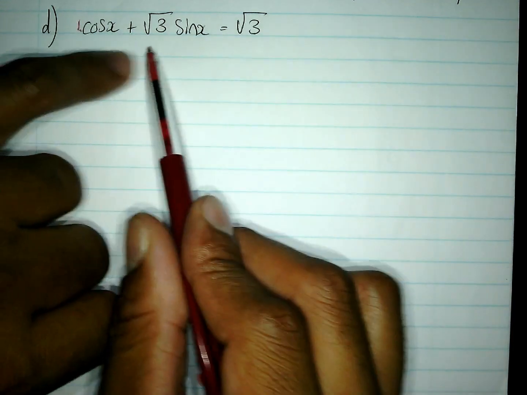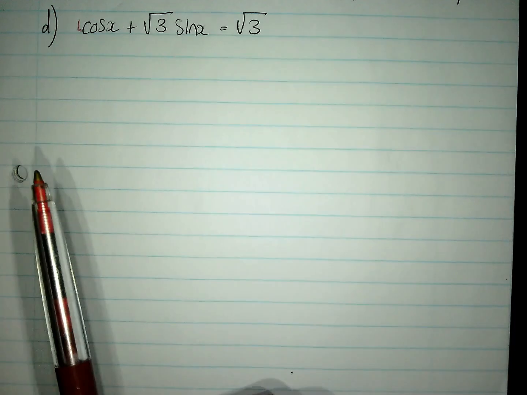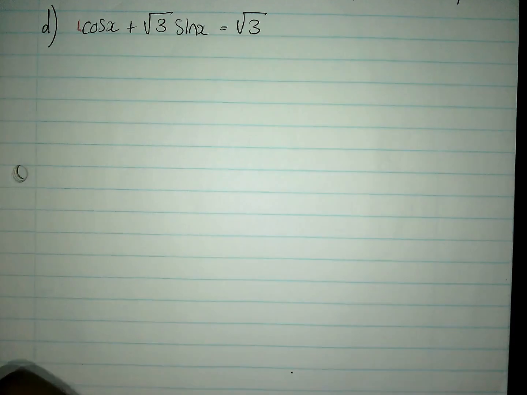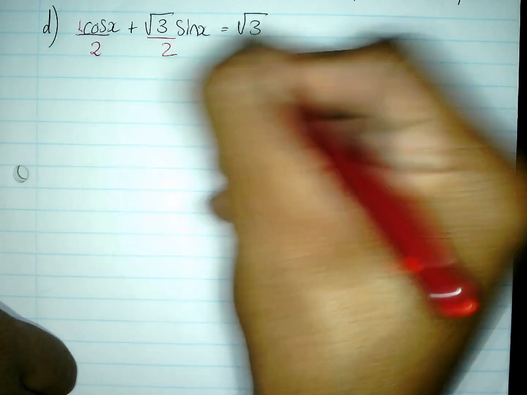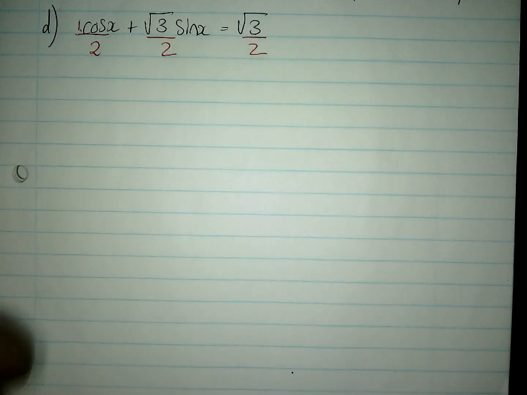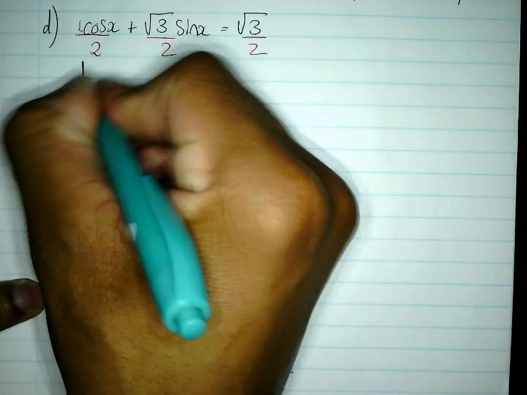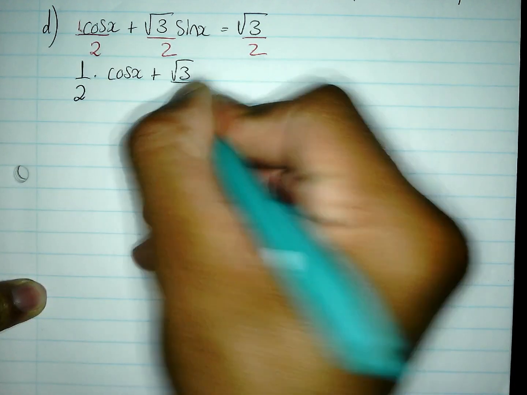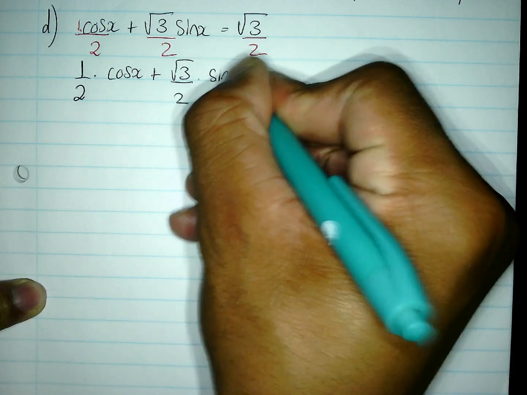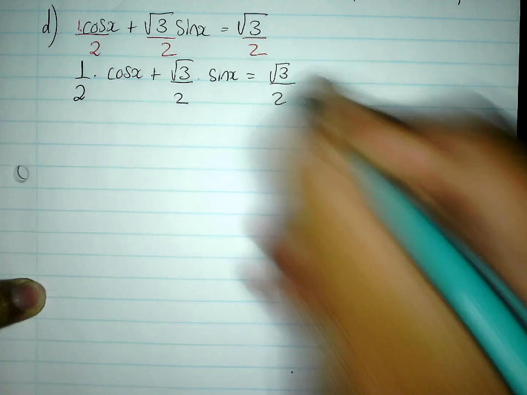We know that this is going to be 1. We know that it's 1, and we know that it's cos x plus square root 3 sine x, right? Now, in order to balance this equation, we have to divide by 2 on both sides. So you have 1 over 2 cos x plus square root 3 over 2 sine x, then square root 3 over 2 on the right.